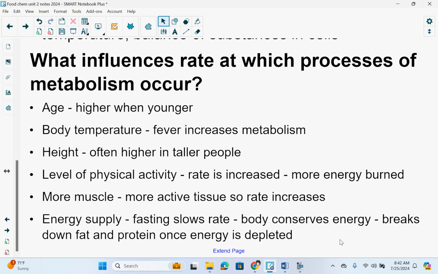Fasting tends to lower the rate, so you're often asked to fast like before a blood test or like a surgery, something like that. Your body will conserve energy. It breaks down fat and protein once that energy is depleted.